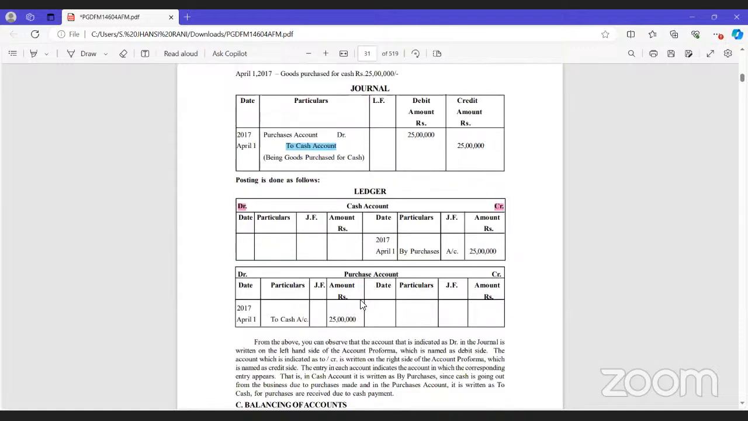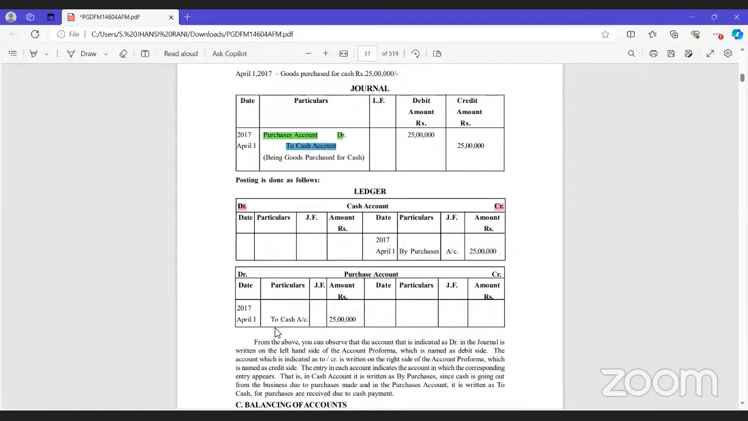Now, when you come to the purchase account here, where is purchase? We just look at the journal entry. In the journal entry, purchase is on the debit side. You can just look at your purchase account debit is given here. So we will come to the purchase account and write on the debit side. Why? Because it's debit side. Now what will we write? We will write the opposite of that one. Opposite of purchase is cash.